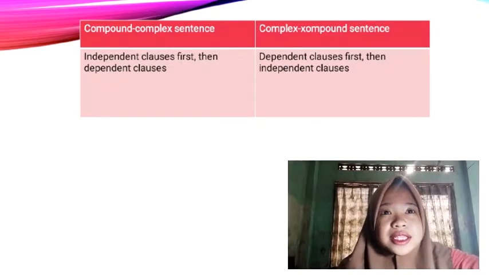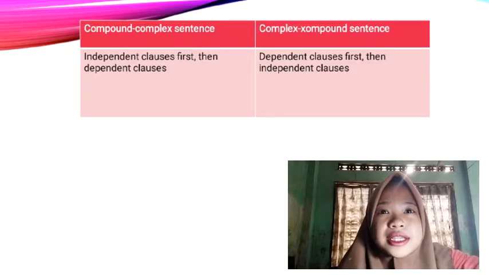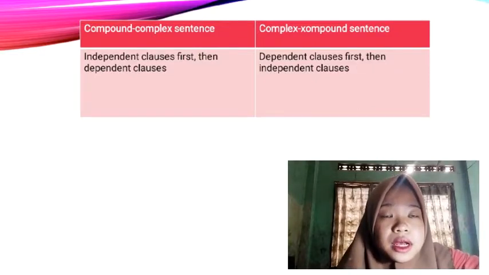Compound-complex sentence and complex-compound sentence, the difference is that a compound-complex sentence has the independent clause first, then the dependent clauses, and a complex-compound sentence has the dependent clause first and then the independent clause.